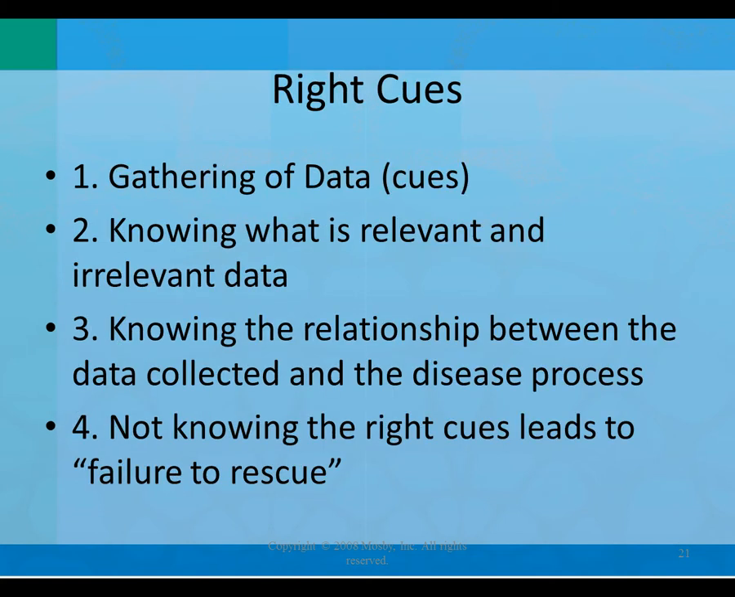Let's first look at the right cues. And this is gathering of data. But it's knowing what data is relevant and what data is irrelevant. And we're going to give you case studies that have relevant data and irrelevant data, and you've got to go through there and figure out what's what. The big thing with cues, once you have this data, is beginning to know the relationship between the data you collected and the disease process. Not knowing the right cues leads to failure to rescue when patients get in trouble.